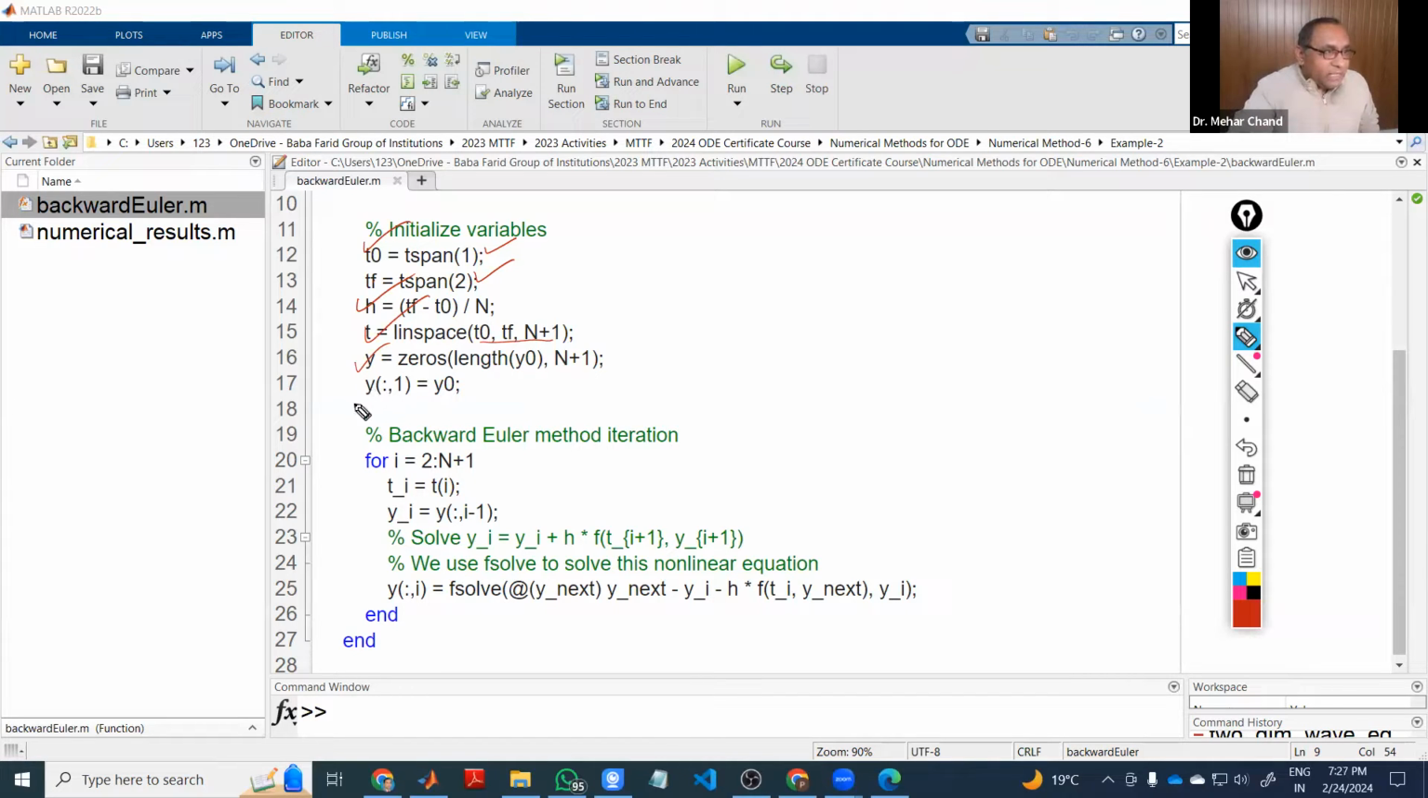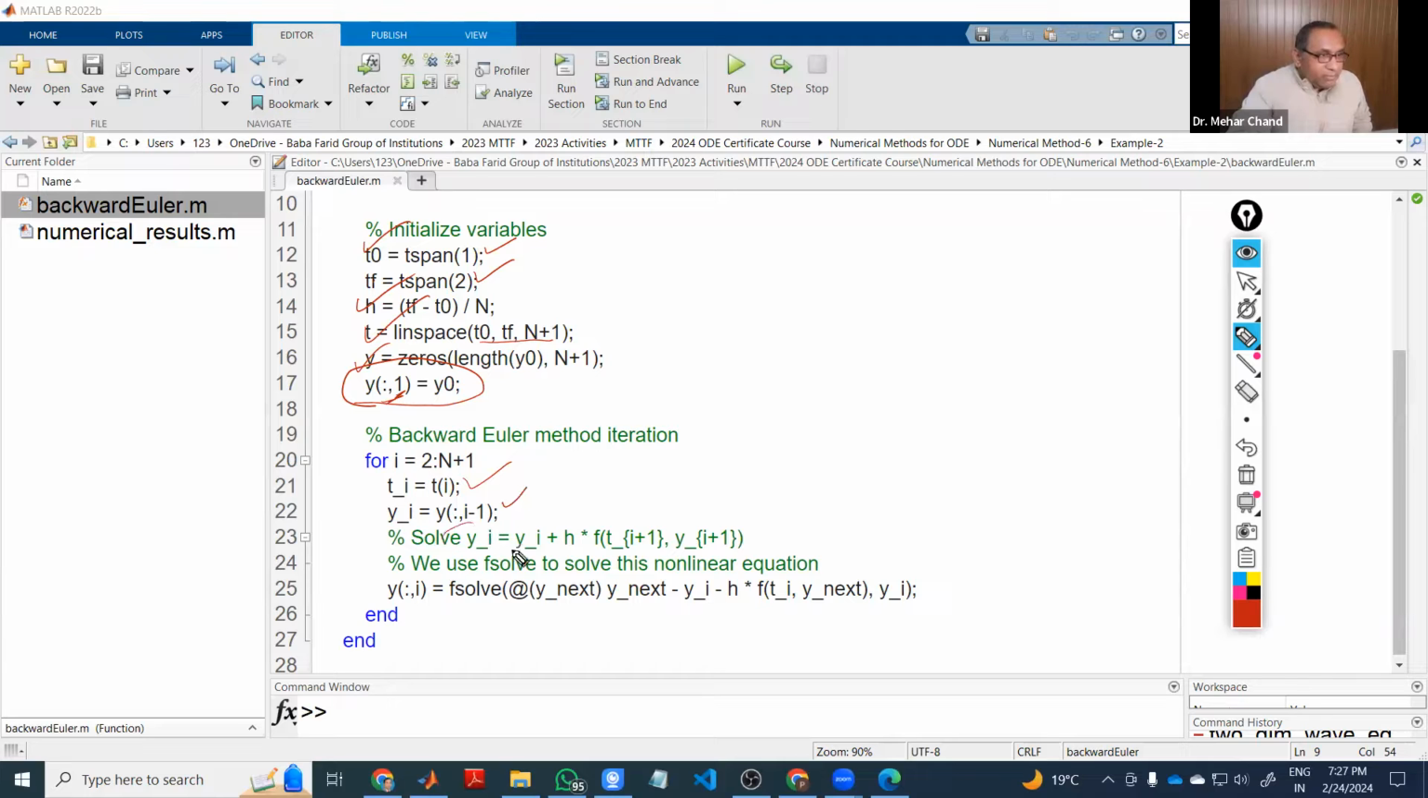Okay, and this is the initial value. At this place we are initializing the given condition, so y1 is equal to y0. This is the first index. At this place we are using the backward Euler iteration, and i will start from 2. Since one index is already used, we have to start the index from 2. Then we have ti and yi minus 1.